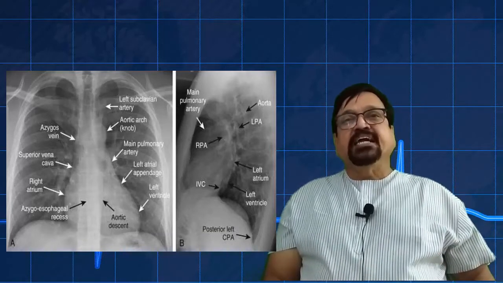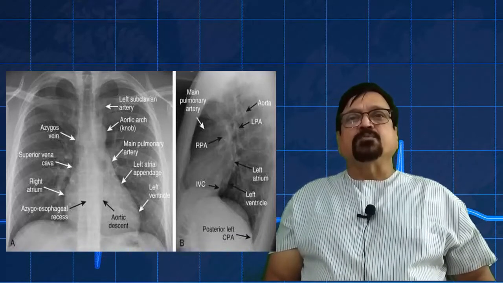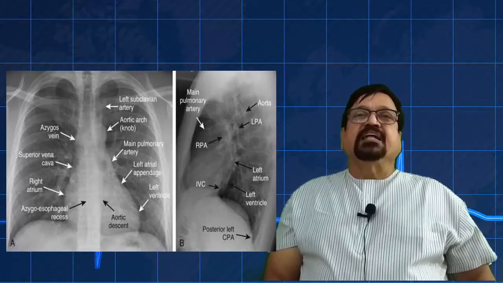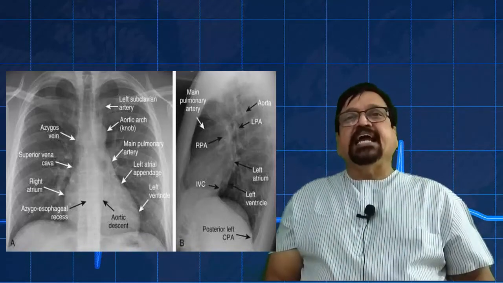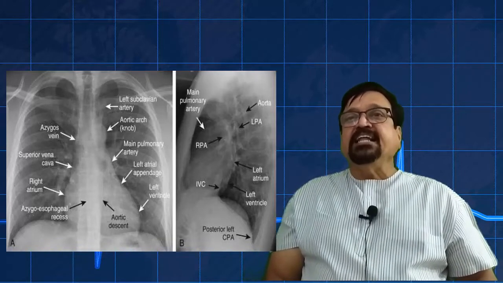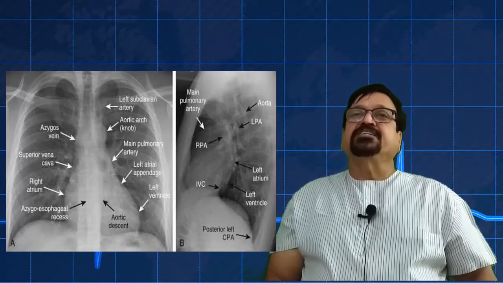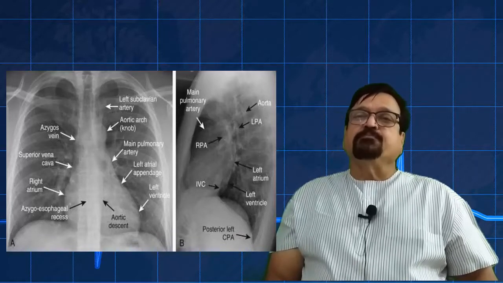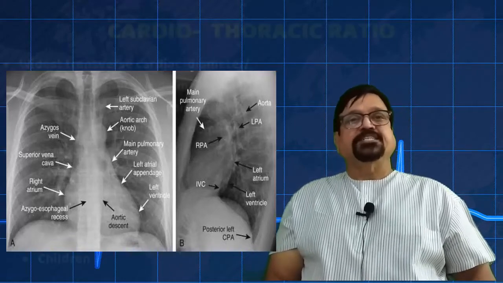Now here we are seeing the right atrium, then some part of the superior vena cava, that is the right and left side of the heart, and the apex of the heart should be seen properly. In the lateral view, the main thing is the space between the sternum and the heart, as well as the posterior space. These two spaces are important from the interpretation point of view.